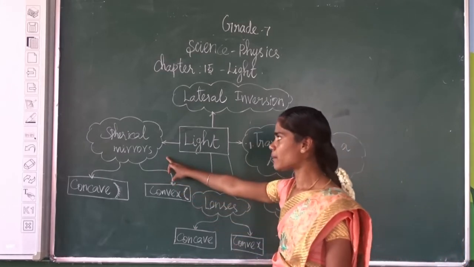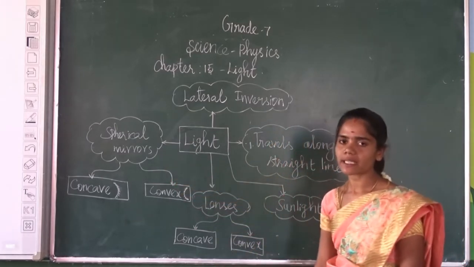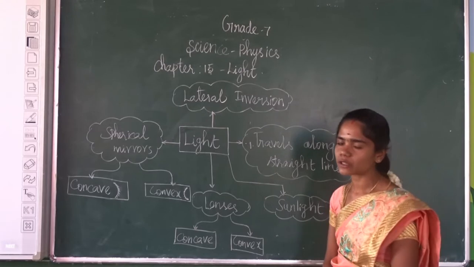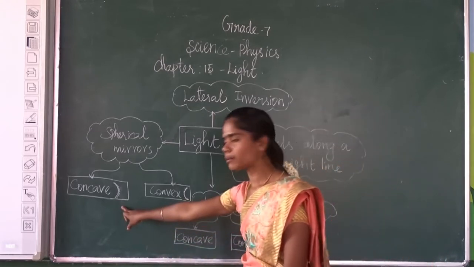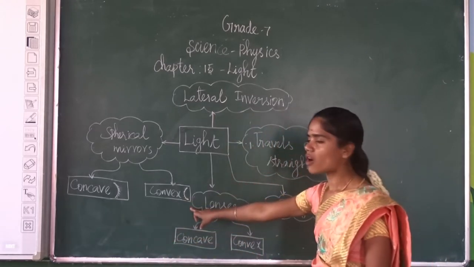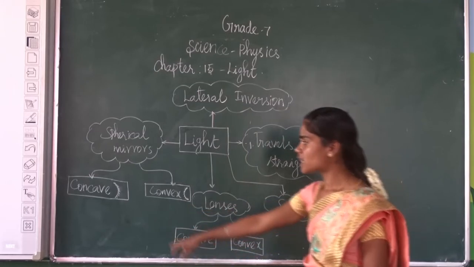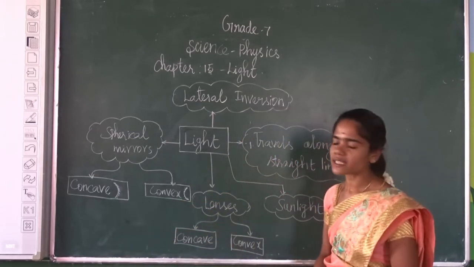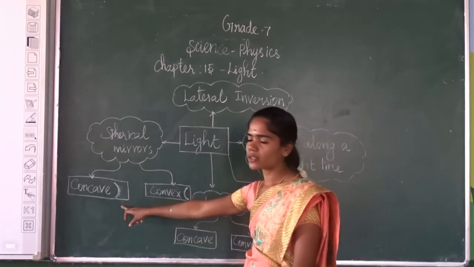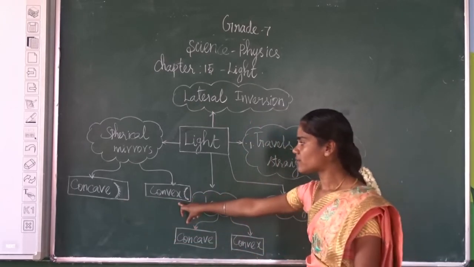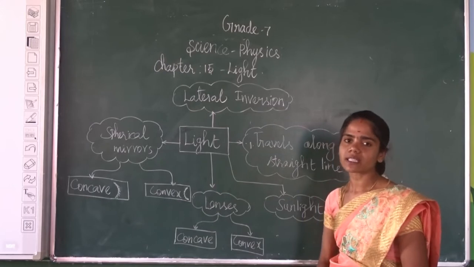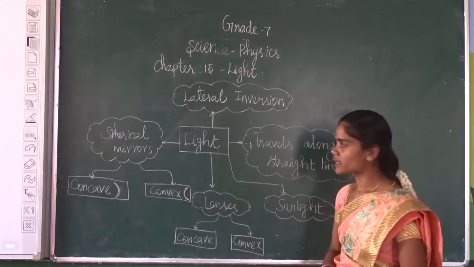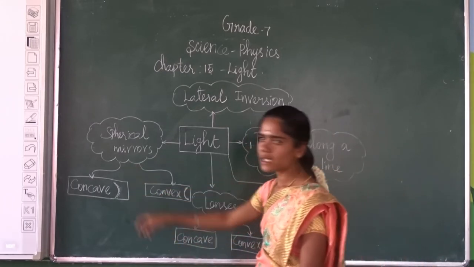Then we will discuss spherical mirrors. Spherical mirrors are categorized into two types. One is concave mirror and the other one is convex mirror. A concave mirror is a mirror in which the reflecting surface is curved inwards. In the case of a convex mirror, the reflective surface bulges outwards. So this is about spherical mirrors.